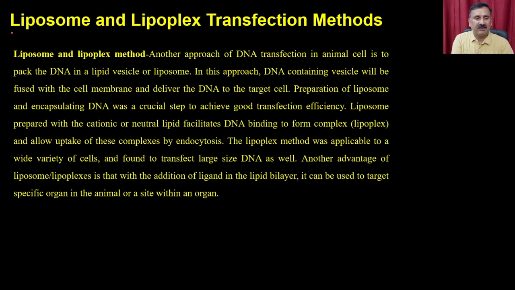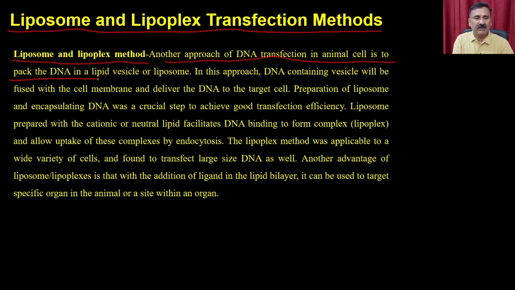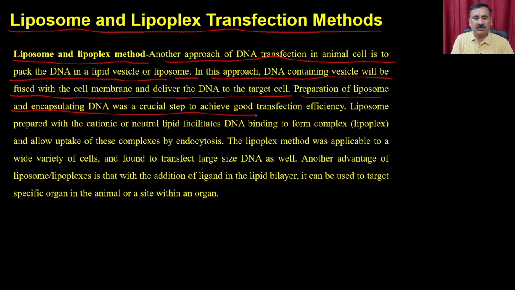Then we have the second method, where you are going to use the liposome and lipoplex transfection method. Another approach of DNA transfection in the animal cell is to pack the DNA in a lipid vesicle or liposome. In this approach, the DNA containing vesicle will be fused with the cellular membrane and deliver the DNA to the target cell. Preparation of the liposome and encapsulating DNA is a crucial step to achieve good transfection efficiency. Liposomes prepared with cationic or neutral lipids facilitate DNA binding to form the complex or lipoplex, and allow uptake of these complexes by endocytosis.